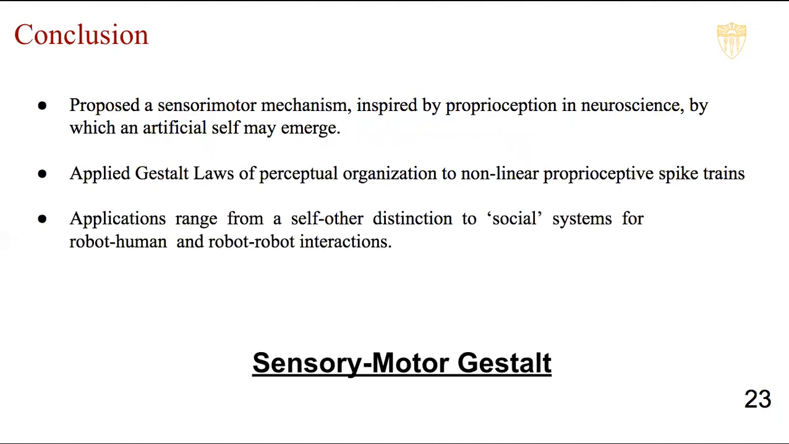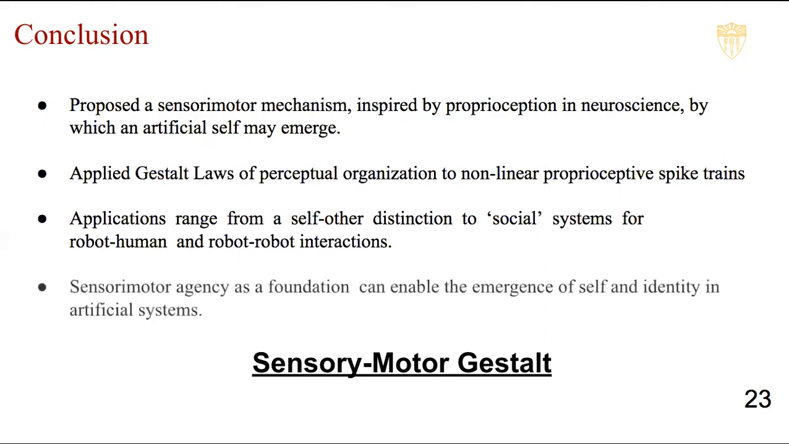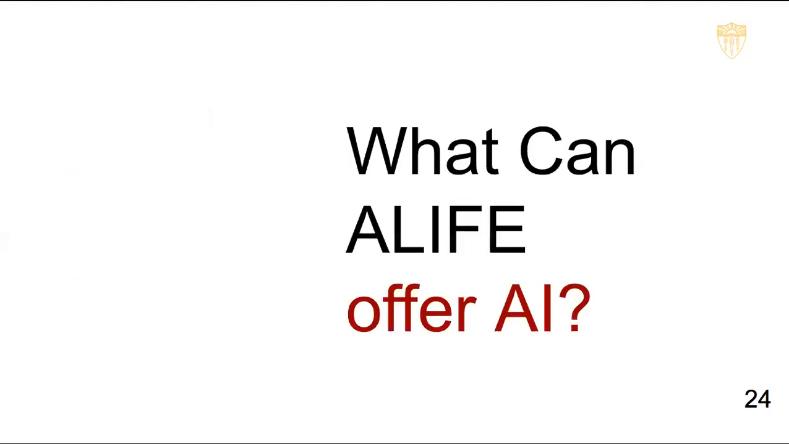The applications of this may range from a self-other distinction to social systems for robot-human and robot-robot interactions. And with our preliminary results, we conjecture that sensory-motor agency could be a foundation that enables the emergence of self and identity in artificial systems, which is an evolutionarily plausible order of events.